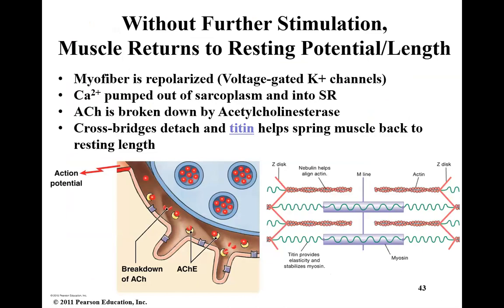And finally, the role titin plays in this entire process, one of those 3 different types of myofilaments, is that it essentially acts like a spring, and it helps you to return your sarcomeres to the right length.